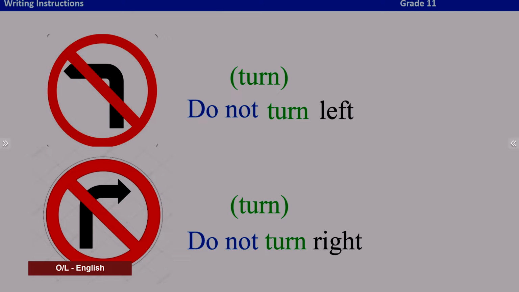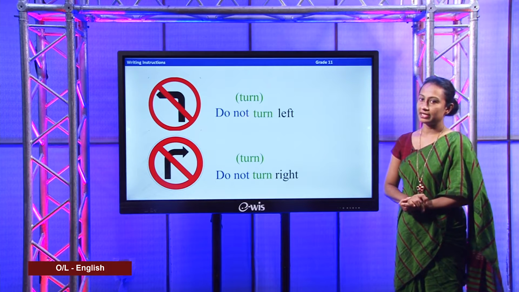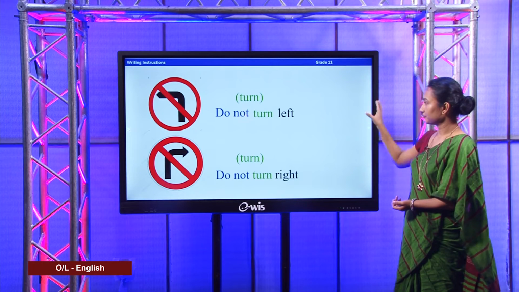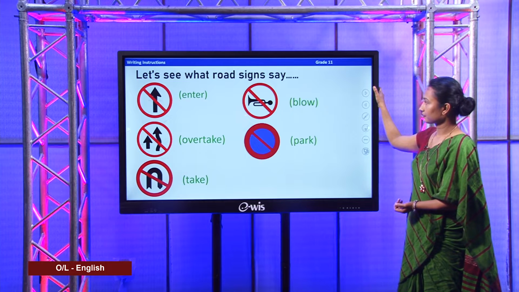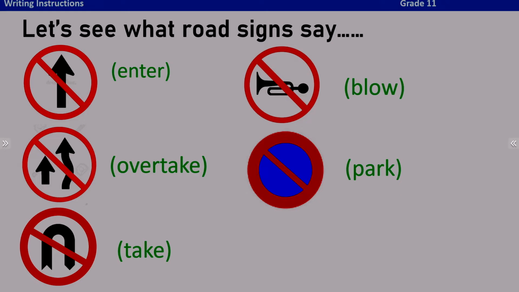Now I am going to give you some more road signs. So you can write your instructions using do not plus the verb. Let's see what road signs say. I'm going to do the first one for you.